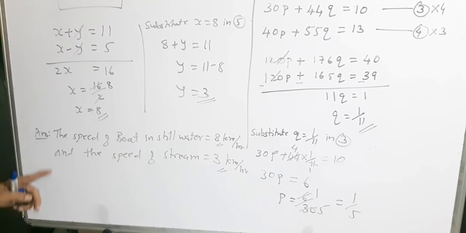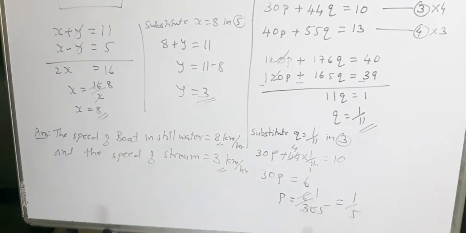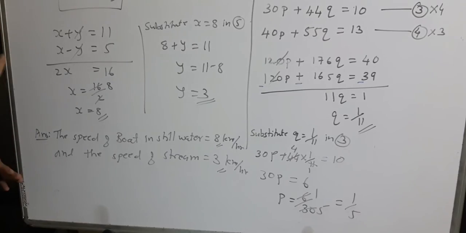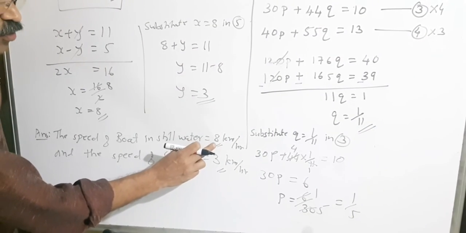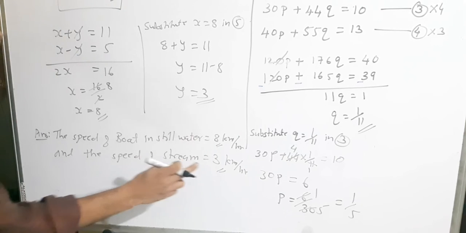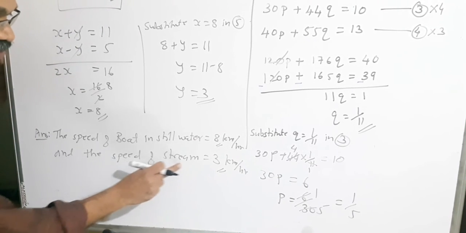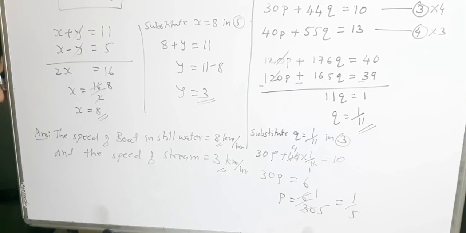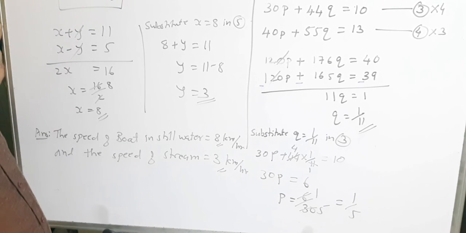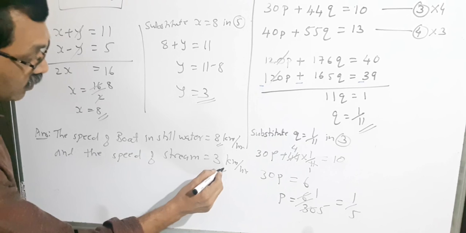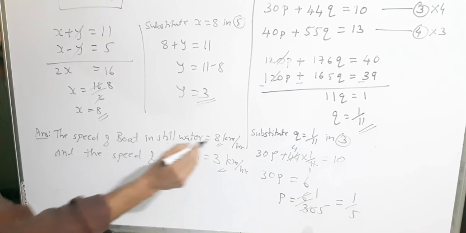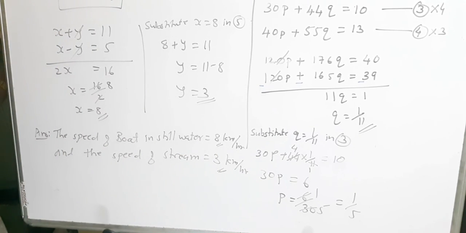Remember, our boat always moves in the water both downstream as well as upstream, and therefore the speed of the boat will always be more than the speed of the stream. Instead of stream, sometimes the other word used is current, or we can call it the flow of the river. So most of the time it can be used as stream or current. So always remember, it is speed of boat plus speed of stream when it goes downstream, and when it is upstream it is speed of boat minus speed of stream. Okay, so we got the answer here: boat is 8 km per hour and stream is 3 km per hour.